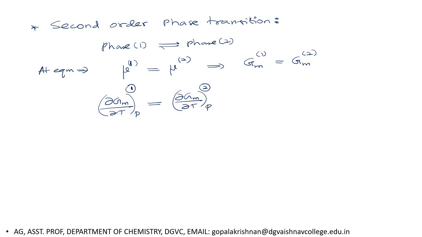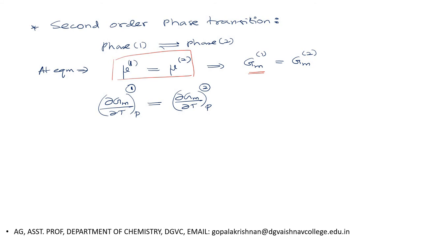Suppose, in a similar manner, a substance exists in two different phases, and the two phases are in equilibrium. At equilibrium, the chemical potential of the component in phase 1 and the chemical potential of the component in phase 2 should be equal. This we already know well. And chemical potential is nothing but molar Gibbs free energy. So we can also say that the molar Gibbs free energy of the substance in phase 1 and in phase 2 should be equal at equilibrium.